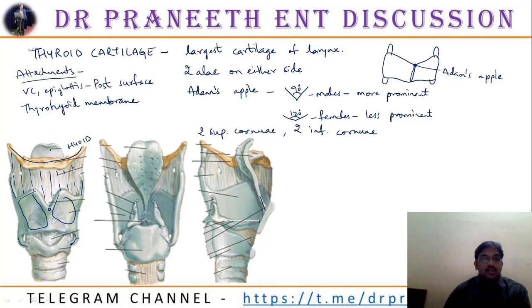You can see there are two openings in the thyrohyoid membrane. Through these openings run the internal laryngeal nerve, vein, as well as artery. They run from outside to inside. The internal laryngeal artery, vein and nerve, from outside run into the inside of the larynx through these openings on either side.